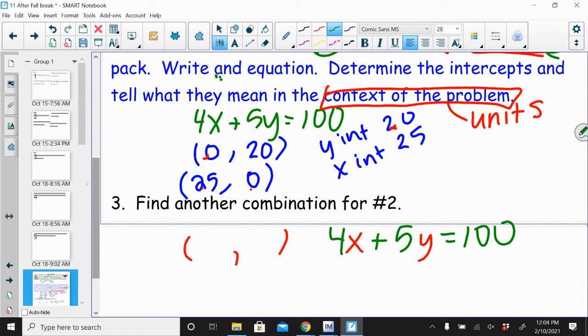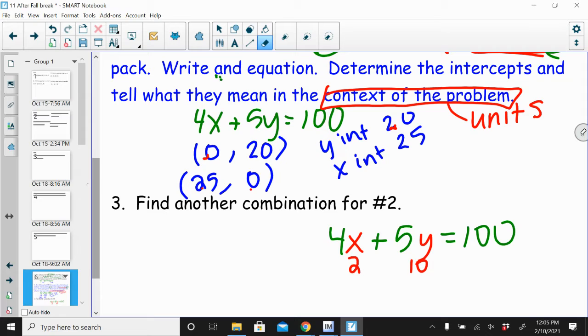Okay, whatever you put in here, let's say you're just randomly guessing and you go 2 and 10. 2 pencils and 10 markers. Then 4 times 2 plus 5 times 10 should equal 100. That doesn't. 4 times 2 plus 5 times 10 is going to give you 58.